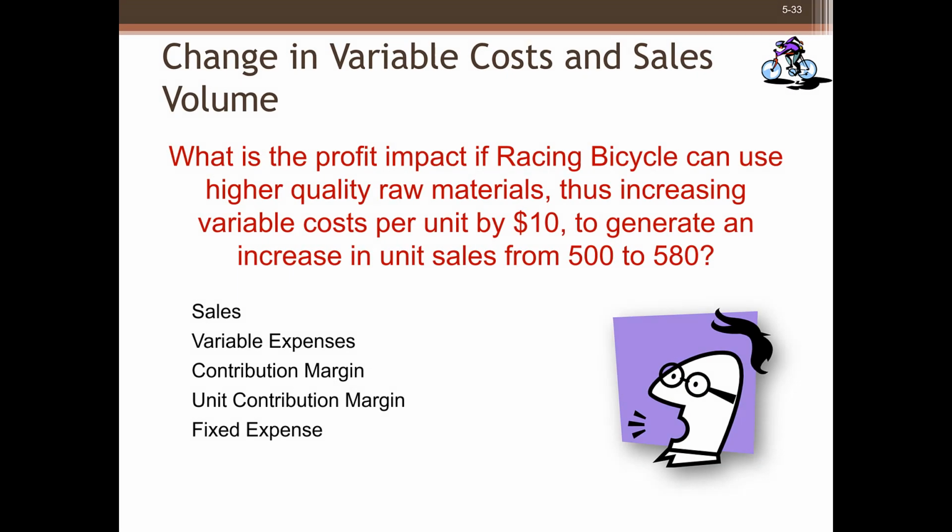Second case, change in variable costs and sales volume. What's the profit impact if Racing Bicycle can use higher quality raw materials, increasing variable costs per unit by $10 to generate an increase in unit sales from 500 to 580? Here, total sales change, variable expenses change, contribution margin and unit contribution margin change as well, but not fixed expenses. Let's take a look at the calculation.